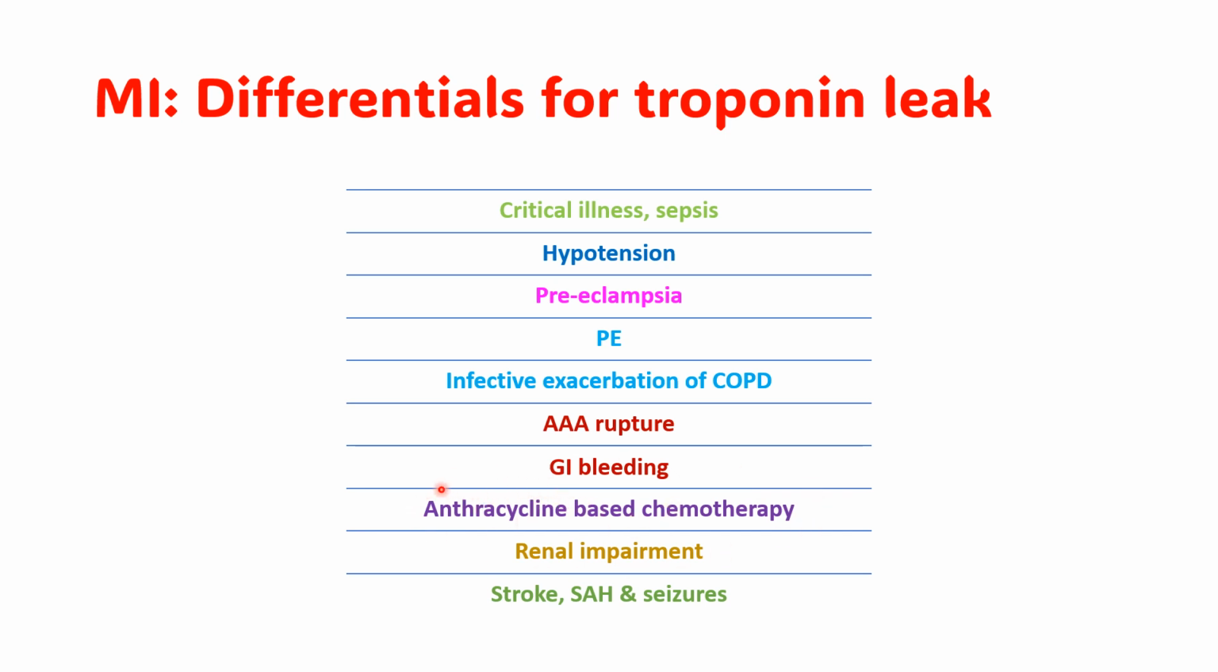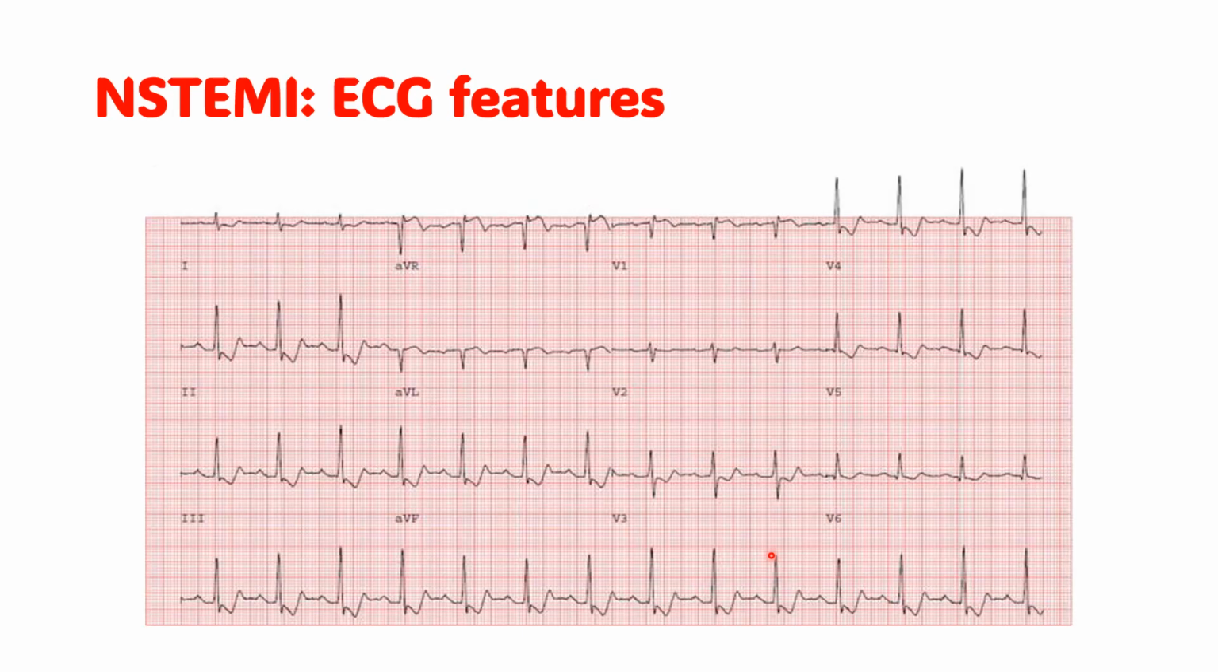If you see anthracyclines such as doxorubicin, I want you to remember that these are cardiotoxic. And then we have other things here such as renal impairment. Remember, the kidneys and the heart are very closely related; they rely on each other. And then we have stroke, subarachnoid hemorrhage, and seizures.